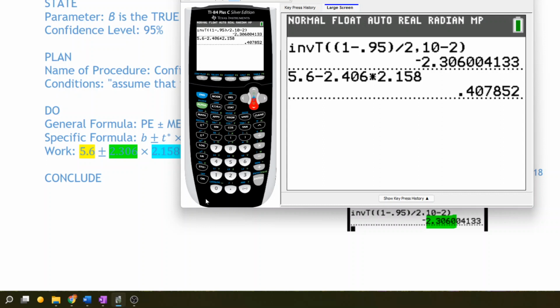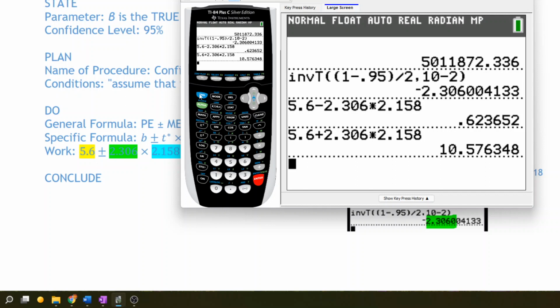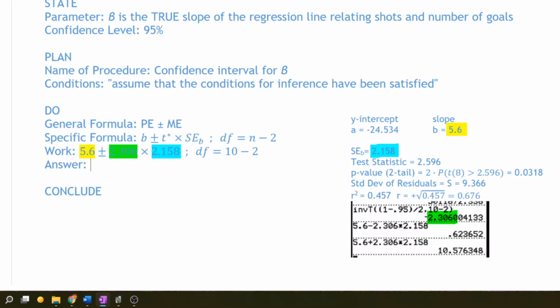Here we have 5.6 minus, no, that's incorrect. Give me a second. That's better. 5.6 minus 2.306 multiplied by the standard error of B, 2.158. And then the same thing, except we're adding our margin of error instead. So for our answer, we will have 5.6 plus or minus 4.976.